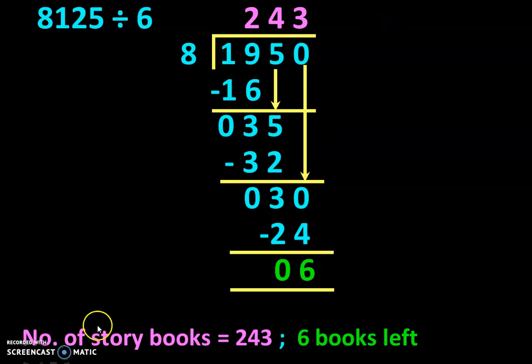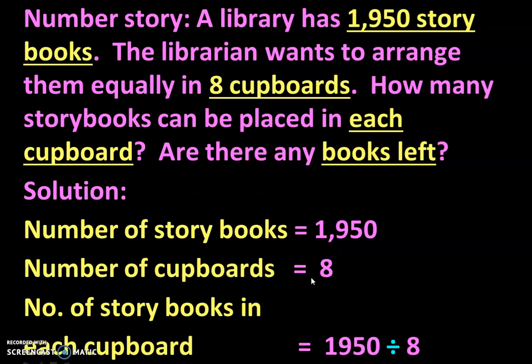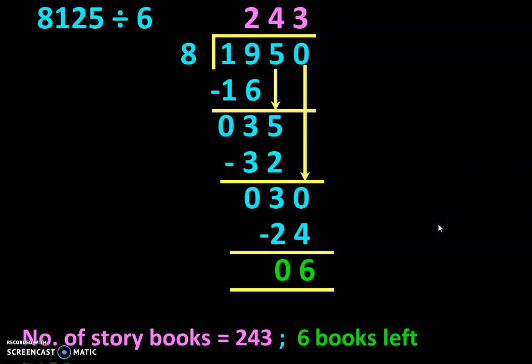So here I am writing the number of storybooks is 243 and 6 is the remainder. So 6 books are left. That is a very important thing which you will have to write. In the question it was asked, how many storybooks can be placed in each cupboard? Are there any storybooks left? So I am writing here: yes, the number of storybooks in each cupboard is 243 and 6 books are left without keeping in the cupboard. That is my answer. That is very important, you will have to mention it and you will get marks for it.